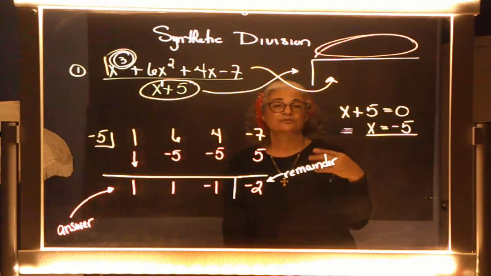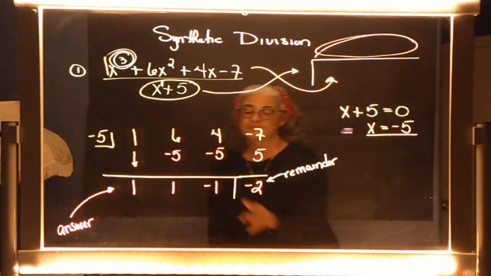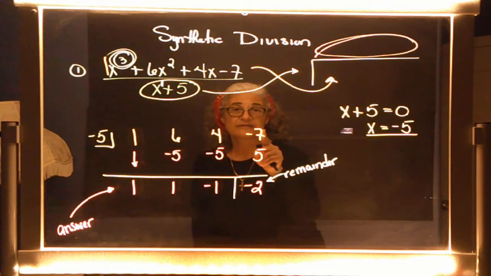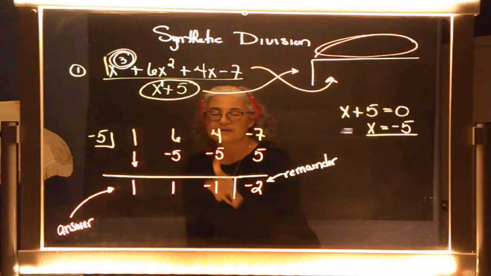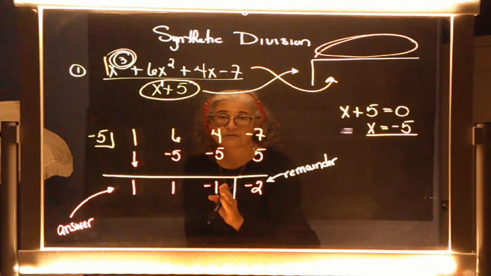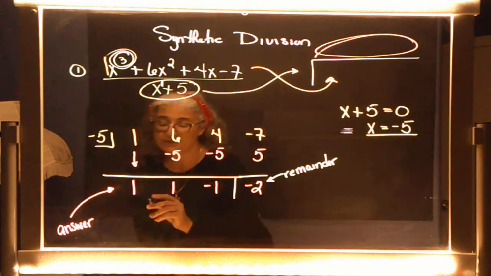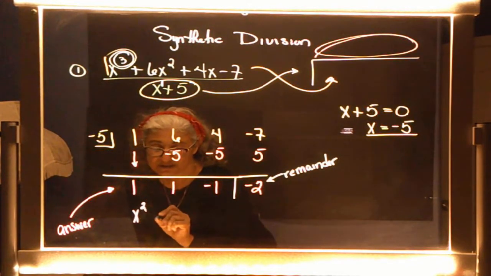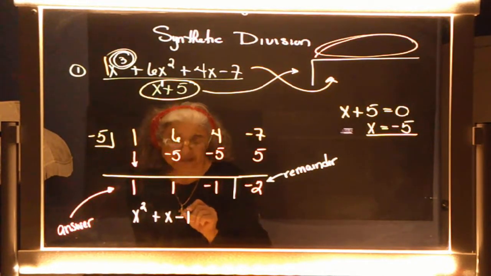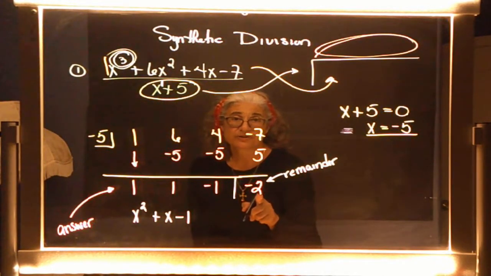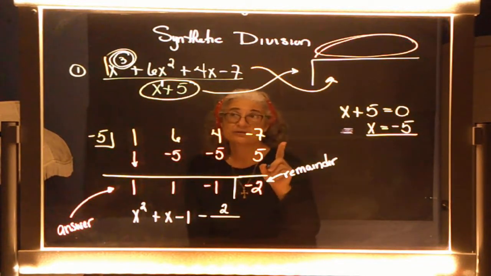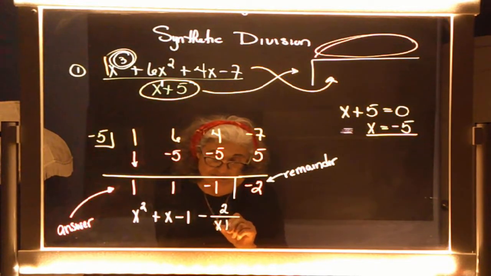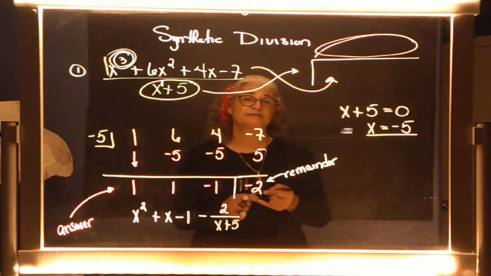Another way to write your answer is this. Just like up here, the -7 was the constant, power of 1, power of 2, power of 3. Same thing. This number on the right is your constant, power of 1, power of 2. So my answer is x squared plus x minus 1, but then I have this remainder, don't I? And this remainder is -2 over x plus 5 because that's what I was actually dividing by. Are you with me?